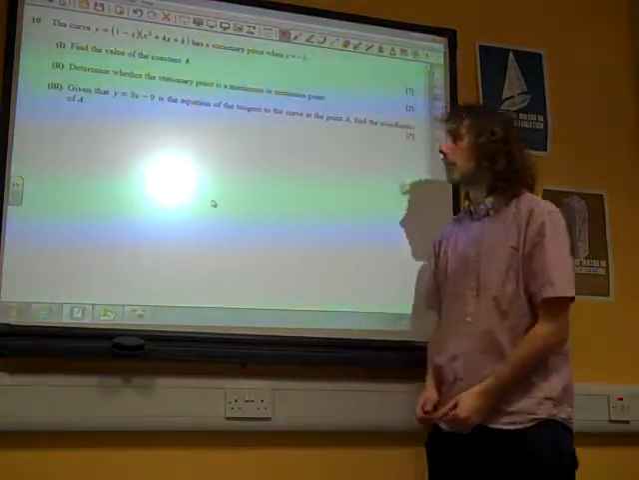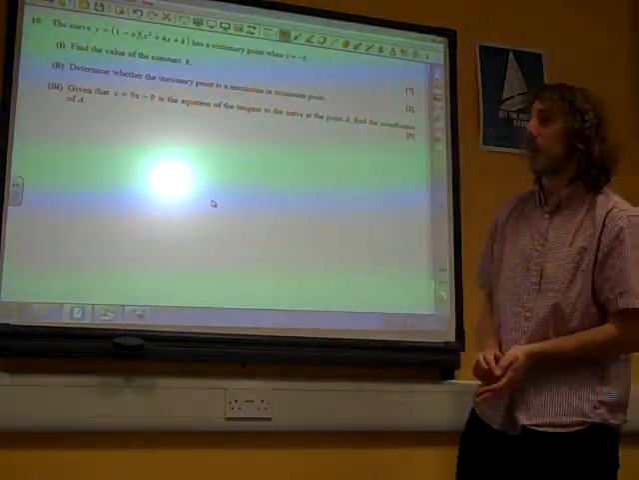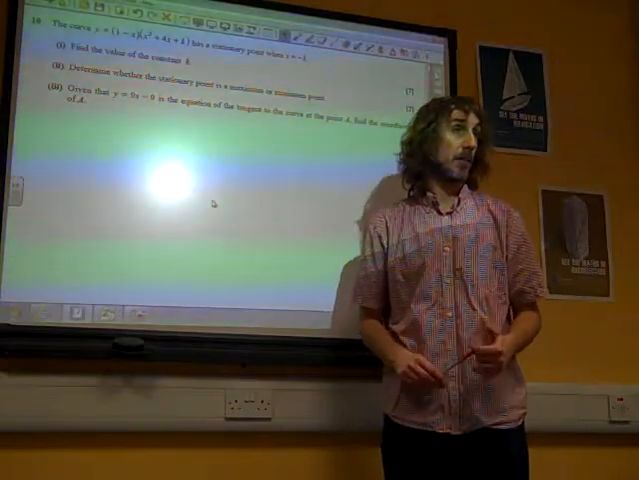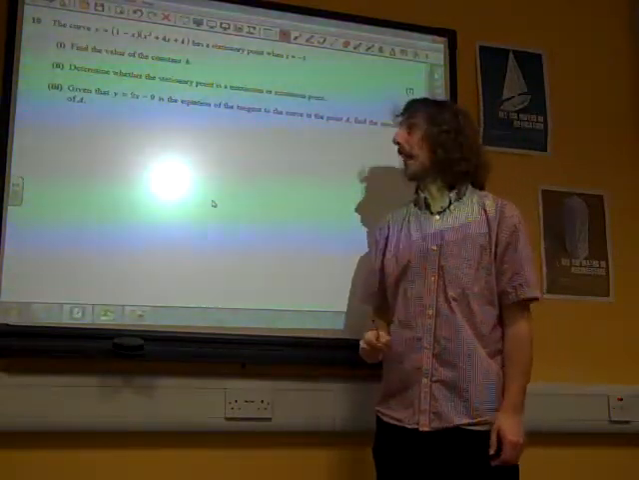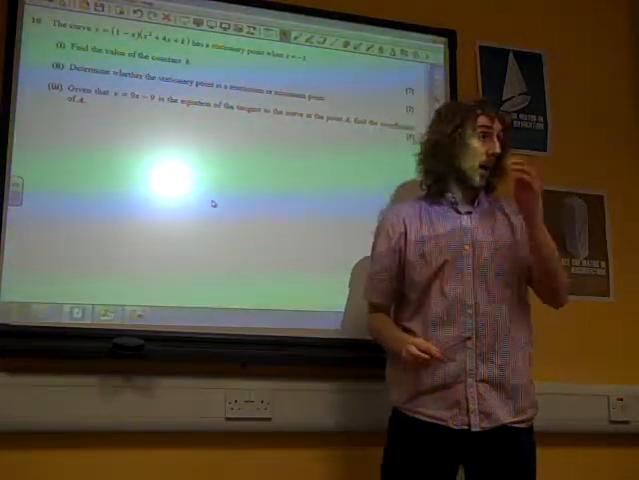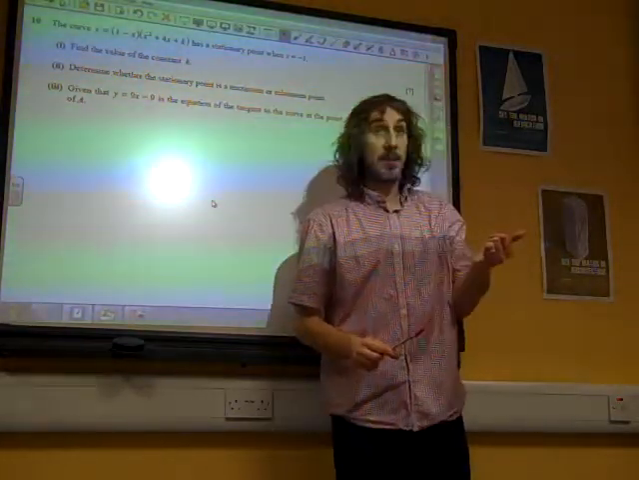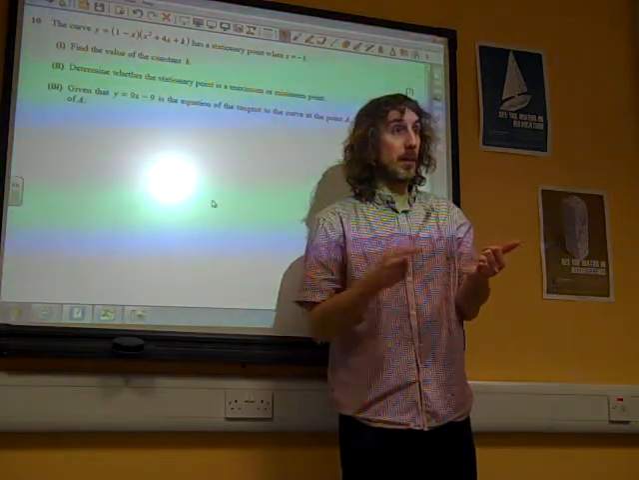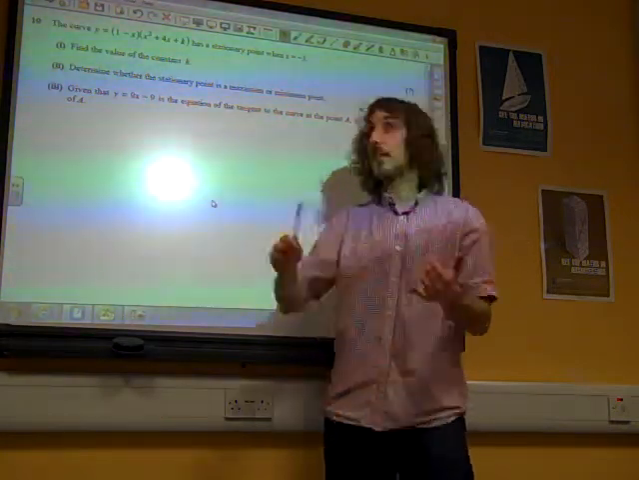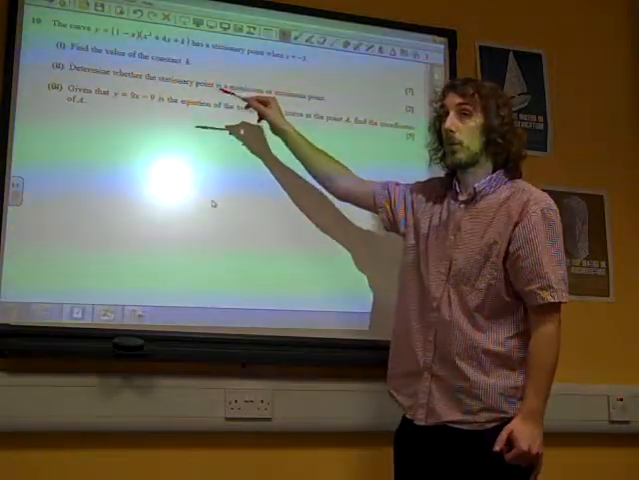So the last question, question 10. We're told that this curve has a stationary point when x is minus 3, and we're supposed to find the value of k, given that bit of information. Stationary point, that's code for differentiating, isn't it? Now, before we differentiate, we need to multiply out these brackets.